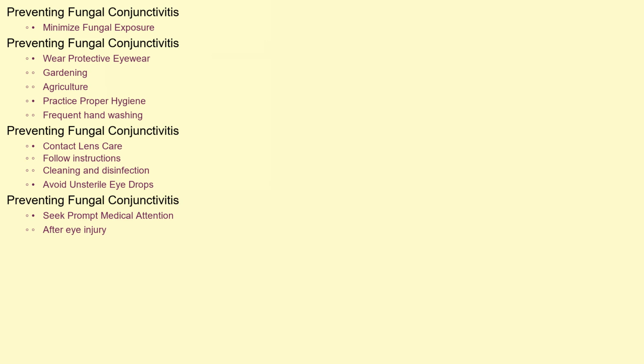Preventing fungal conjunctivitis primarily involves minimizing exposure to fungi. Wear protective eyewear, such as goggles, when working in environments with potential fungal exposure, like gardening or agriculture. Practice proper hygiene, including frequent hand washing, especially before touching your eyes. If you wear contact lenses, adhere strictly to your eye care professional's instructions regarding cleaning, disinfection, and wearing time. Avoid using homemade or unsterile eye drops. If you experience any eye injury, seek prompt medical attention to prevent secondary infection.